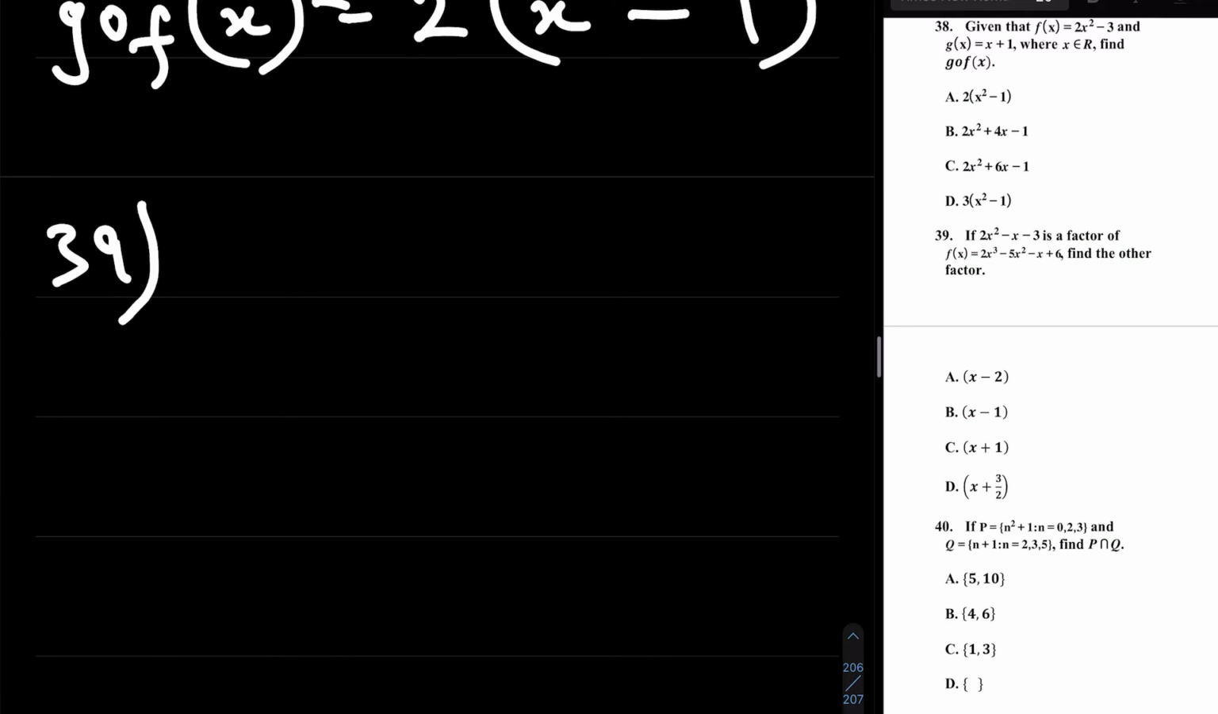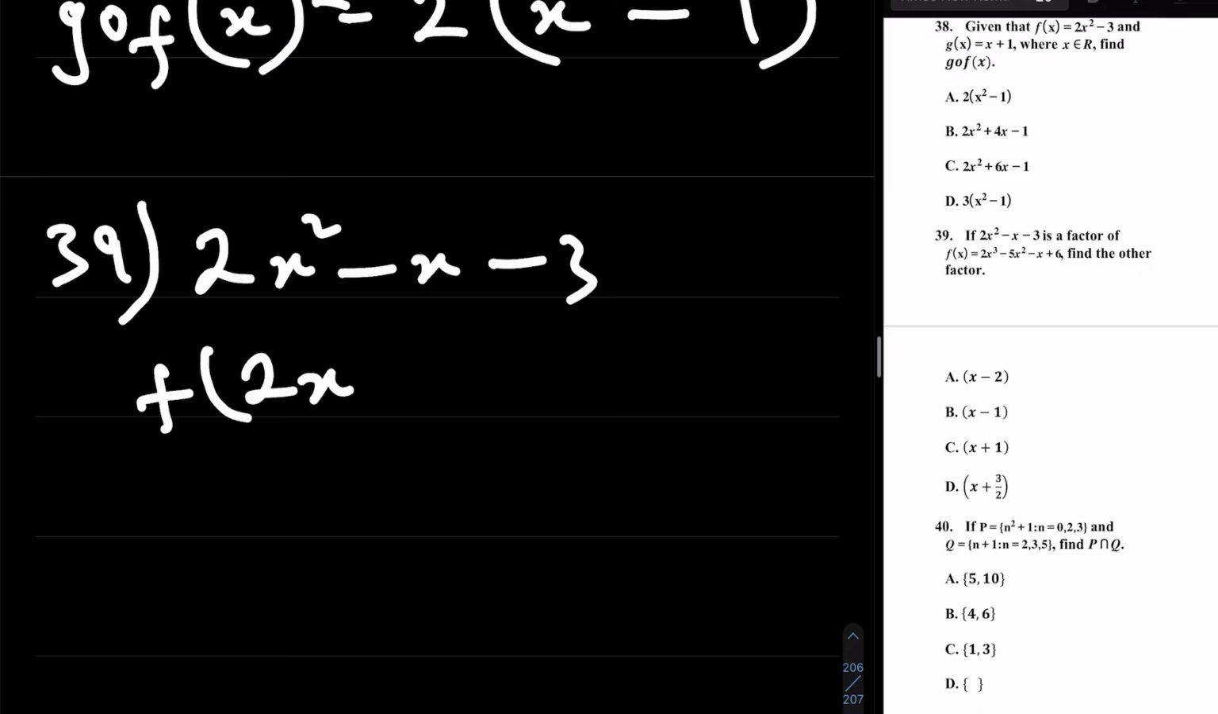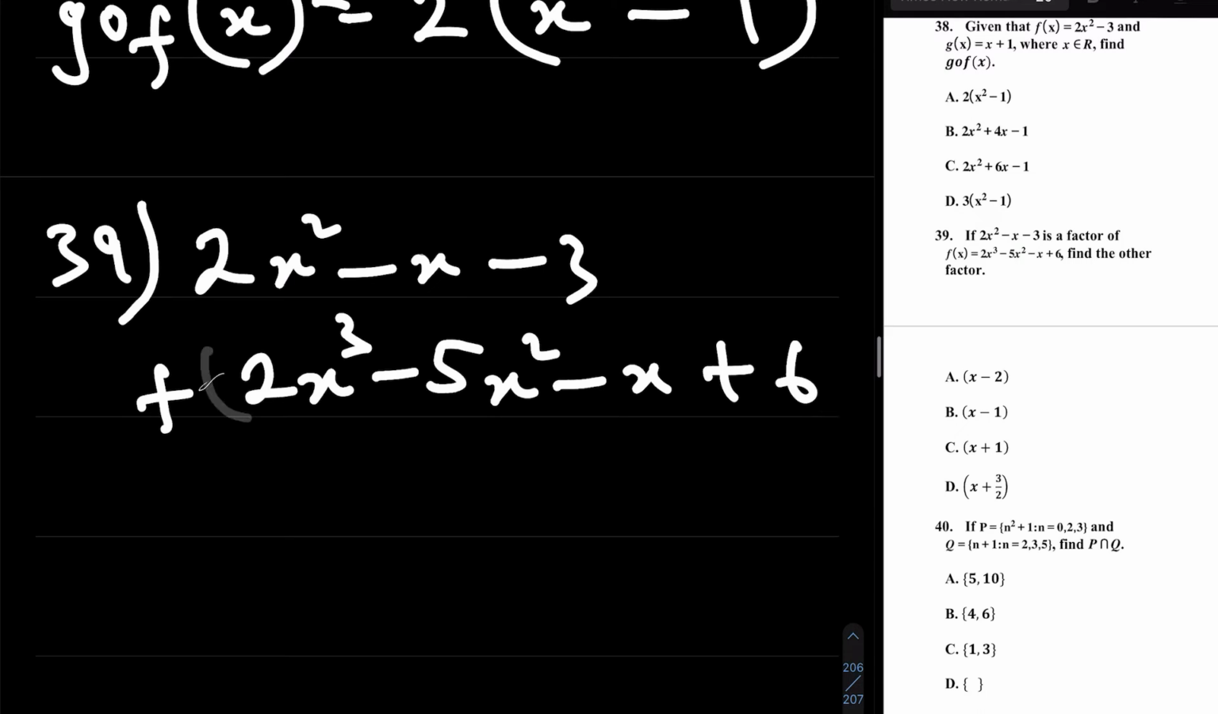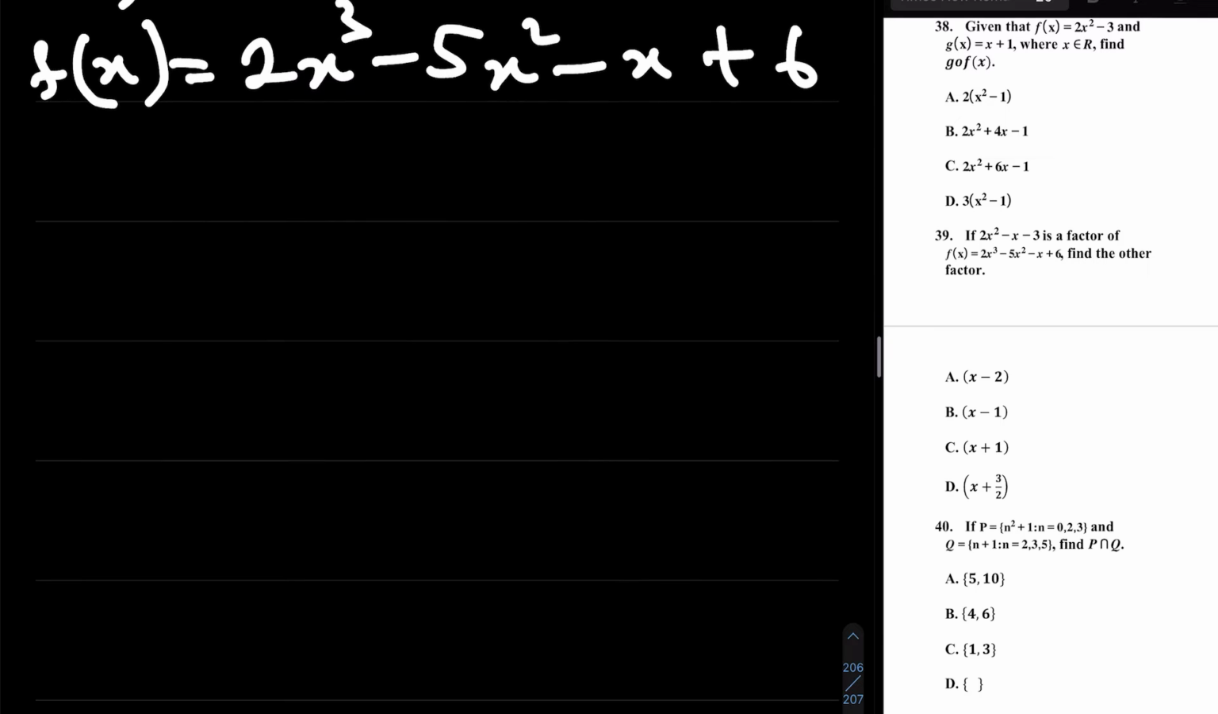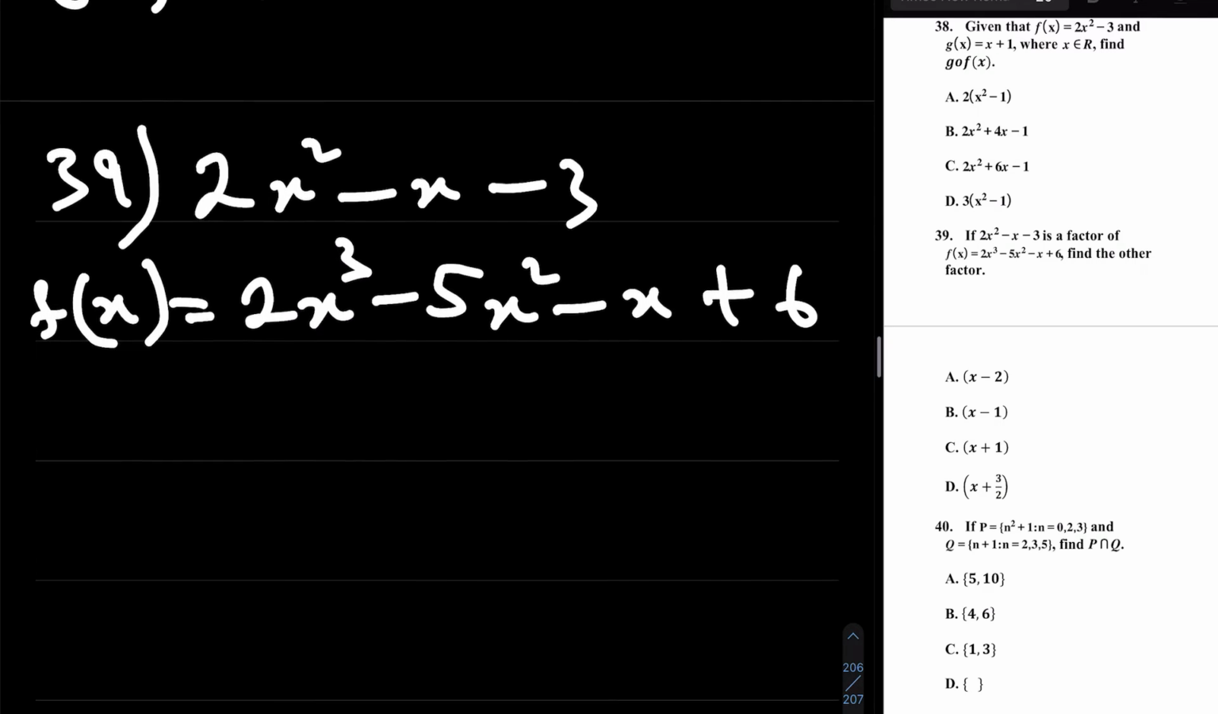If 2x squared minus x minus 3 is a factor of f of x, which is equal to 2x cubed minus 5x squared minus x plus 6, find the other factor. This is simple. We can find the other factor by dividing f of x by 2x squared minus x minus 3.